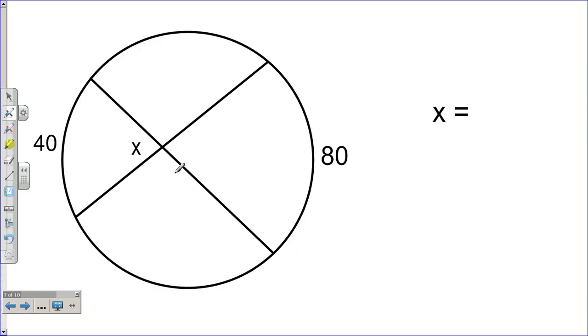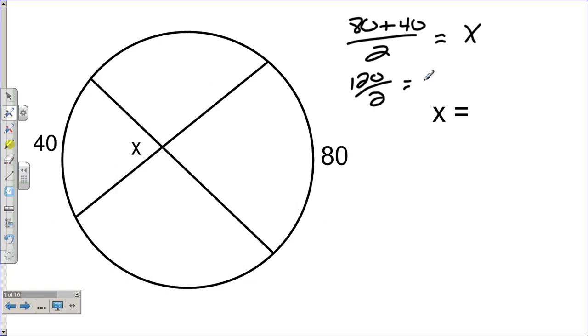Let's look at it. The larger arc, 80, plus the smaller arc, 40, divided by 2 equals, in this case, x. Alright, so 80 plus 40 is 120, and 120 divided by 2 is 60. So x is 60 degrees. Okay? Pretty easy. Just add these two and then divide by 2.